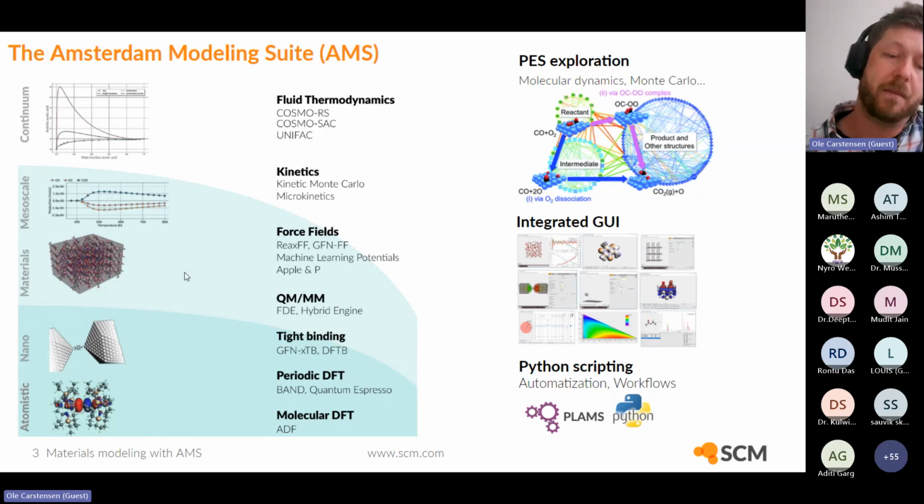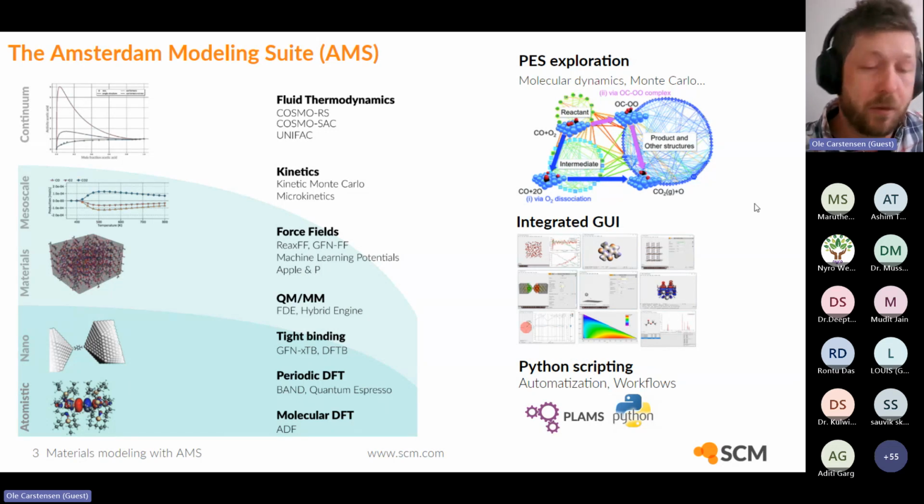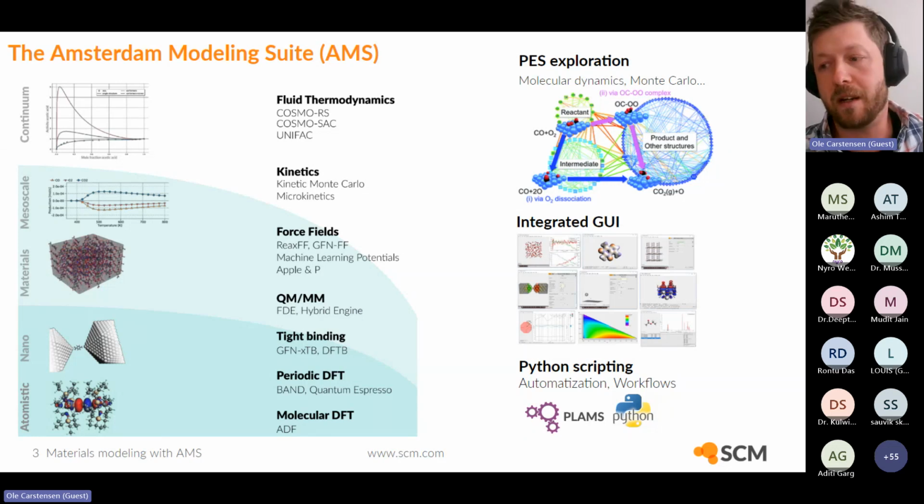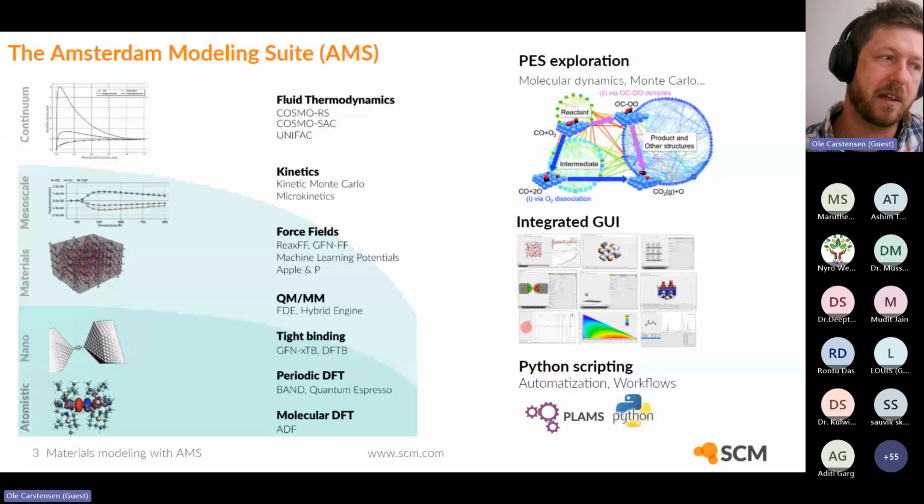Parts of the Amsterdam Modeling Suite that are not computational modules are also PES exploration tools. So for example, one of such tools could be molecular dynamics. It's basically exploring a potential energy surface, and there are many ways how you could do this. You could solve Newton's equations of motion, which gets you into the molecular dynamics area, or you can run a Monte Carlo approach. There are different Monte Carlo and acceleration techniques included in the Amsterdam Modeling Suite, and all these drivers are abstracted in a way that you can use them with all the compute engines.